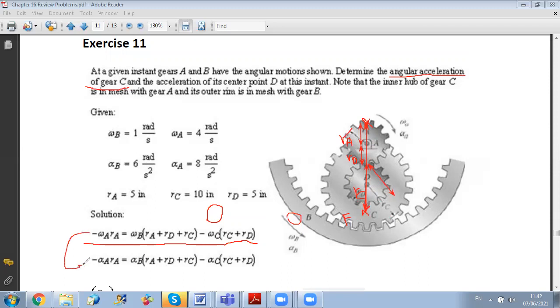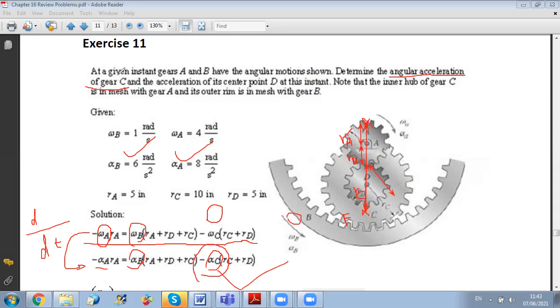This is why I can derive it with respect to time. If I derive this relation with respect to time, I can get a relation between the alphas, because the derivative of omega A with respect to time is alpha A, the derivative of omega B is alpha B, and the derivative of omega C is alpha C. So by just deriving this relation with respect to time, I can get a relation between alpha A, alpha B, and alpha C. And since alpha A and alpha B are provided, the only unknown will be alpha C, and I can then calculate the angular acceleration of gear C.